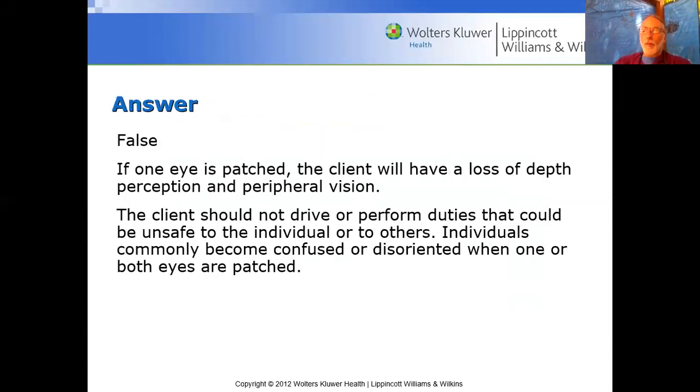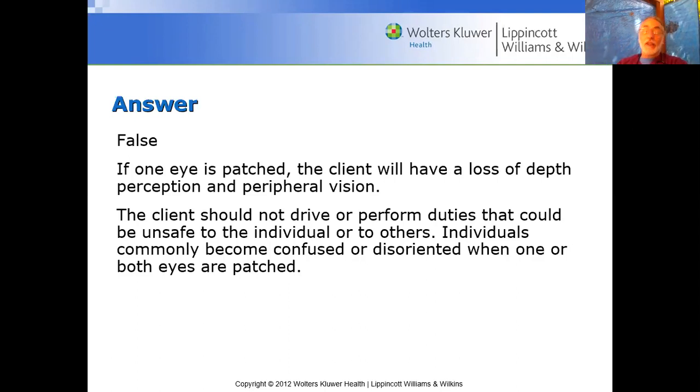So the client with one eye patched, back to this. With one eye patched, loss of depth perception. But Sean, I know somebody who only has one eye, who has a glass eye that still drives. All right, so what we're talking about here is someone with an acute condition who has just had the patch applied. Someone who has lost vision in one eye for an extended period of time has learned to adapt.